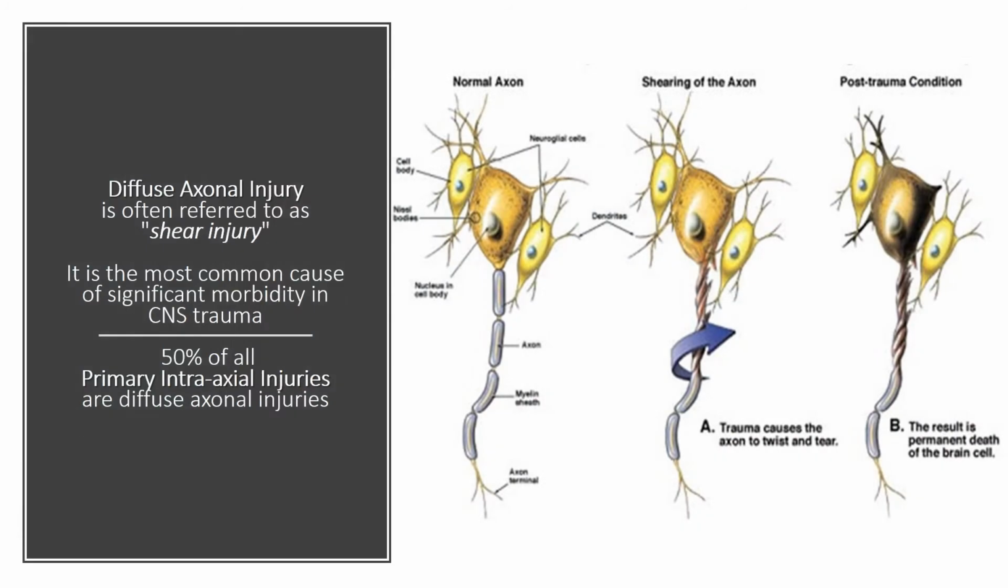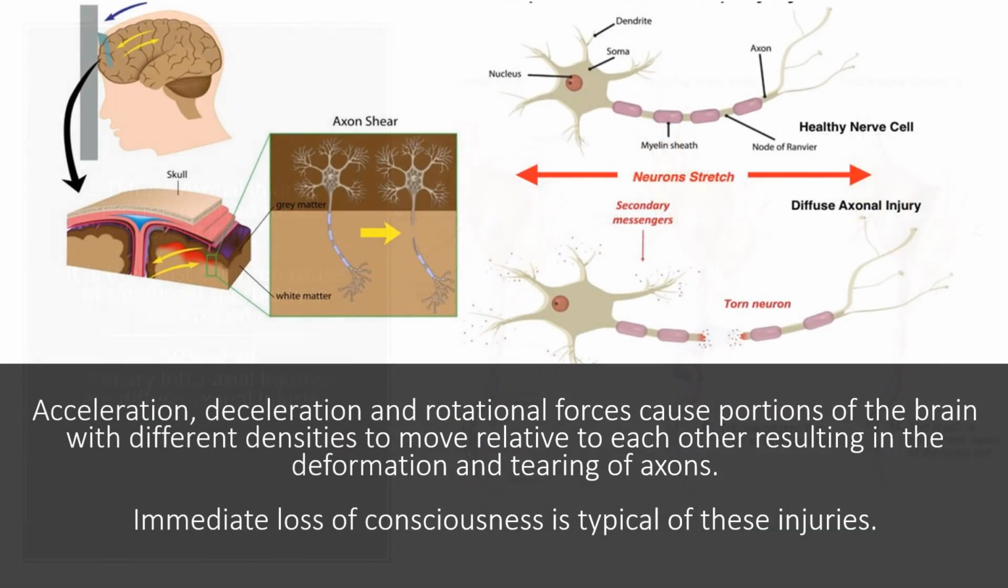Diffuse axonal injury is often referred to as shear injury. It is the most common cause of significant morbidity in CNS trauma. 50% of all primary intraaxial injuries are diffuse axonal injuries. Acceleration, deceleration and rotational forces cause portions of the brain with different densities to move relative to each other, resulting in the deformation and tearing of axons. Immediate loss of consciousness is typical of these injuries.